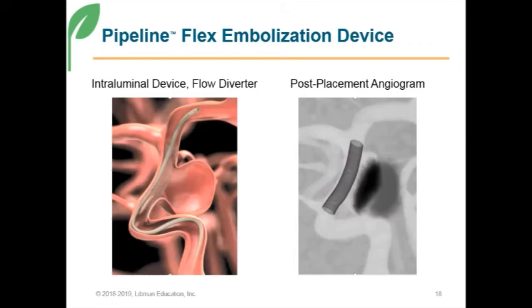So in the post-placement angiogram on the right-hand side, you can see that the blood is no longer pouring into that aneurysm, and it's just a very light mist. And shortly that aneurysm will start to kind of shrivel up and won't be a problem anymore.